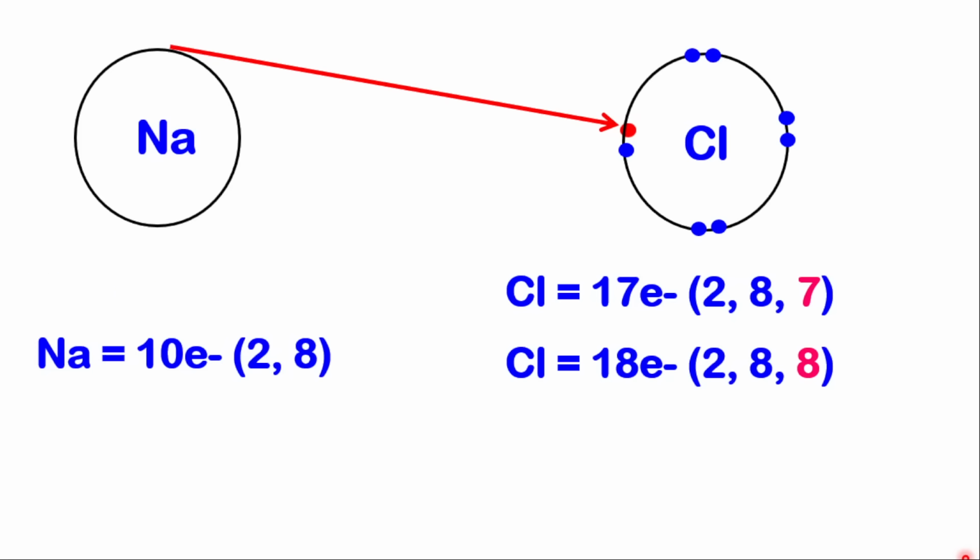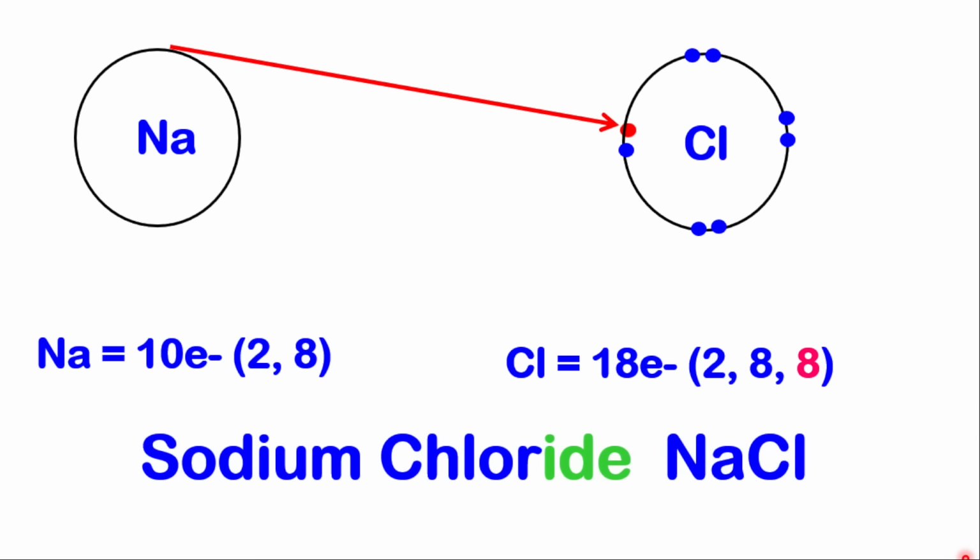All right, and so the formula for this will be NaCl, which is sodium chloride. Notice I had IDE at the end. You write the full name of the metal, the stem name of the non-metal, and add IDE. And that's why it becomes sodium chloride.